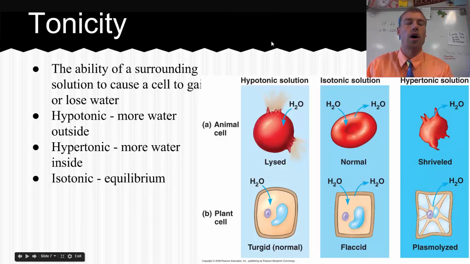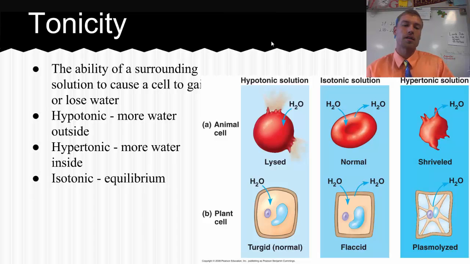Now, when we talk about water moving around, we're going to run into this concept of tonicity, which is the ability of surrounding solutions to cause a cell to gain or lose water. There are three different tonicities that we'll discuss. We've got hypotonic, which means there is more water outside the cell. If there is more water outside the cell, the water is going to go into the cell.